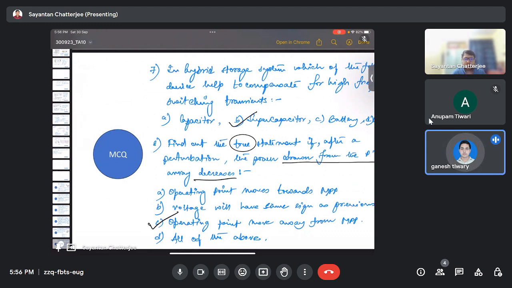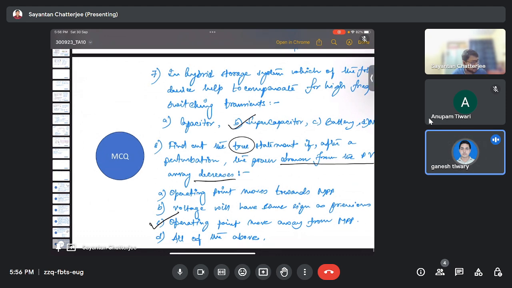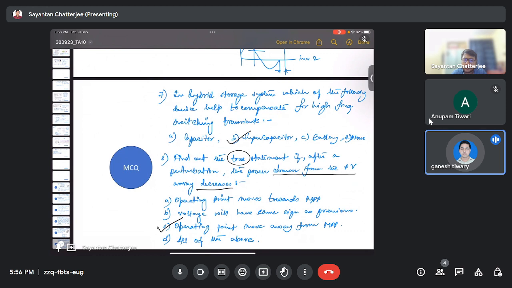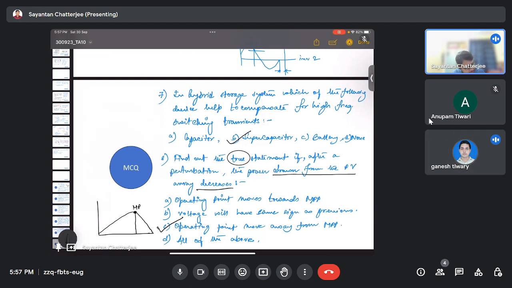Operating point moves away from it. Sir, MPP is the maximum point of IP and VP. Yes, the operating point will move away, then it will decrease. Sir, will it be below the VOC-IOC curve or above? Yes, this one is the curve. This is the MPP. So it would move away. If the system is operating at MPP, it moves away.